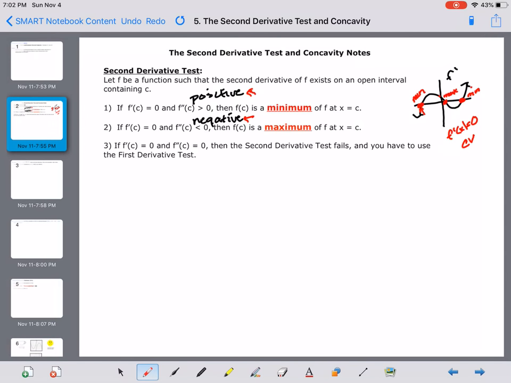On the maximum, we have to be going from positive to negative, so we have to be decreasing there, which means our second derivative here is going to be negative, which is why we get a maximum. So because we're really quick at our derivative process now, it's actually a little bit more time efficient to use the second derivative test if we're only looking for maxes and mins.